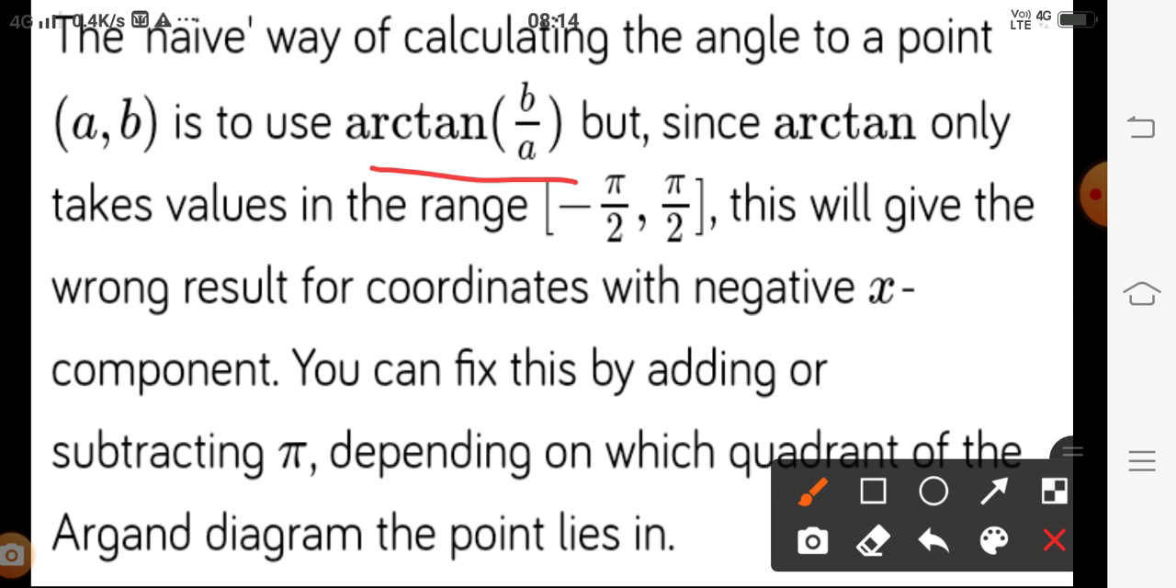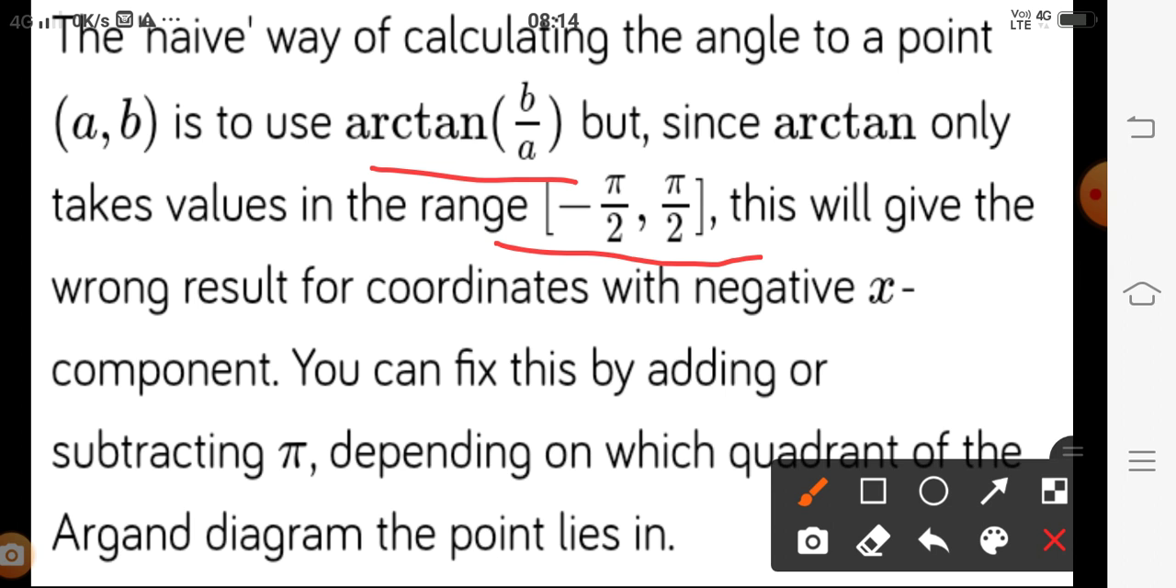The argument we are taking as the angle with the positive direction of the x-axis, and we are using the trigonometric ratio tan theta, which we know is perpendicular upon base. If you draw the perpendicular from the given point, you get a perpendicular and a base. For this reason we get the trigonometric ratio as tan theta, and the range we get as minus pi by 2 to pi by 2.